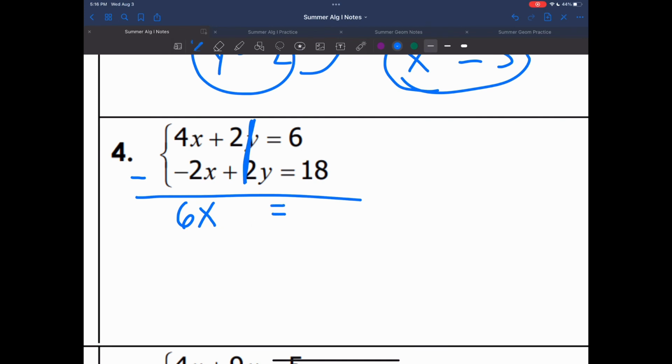Bring down our equal sign. And then we're doing 6, let me highlight it again, 6 minus 18. Be careful with all your signs. That's definitely going to be a negative number. That's going to give us negative 12. Okay, so here's our equation. 6x equals negative 12. We solve that now by dividing by 6, which will cancel. And we get x equals negative 2.